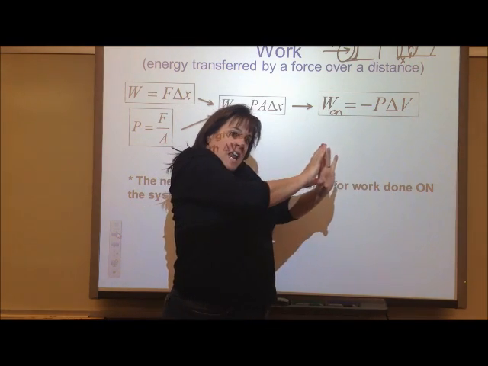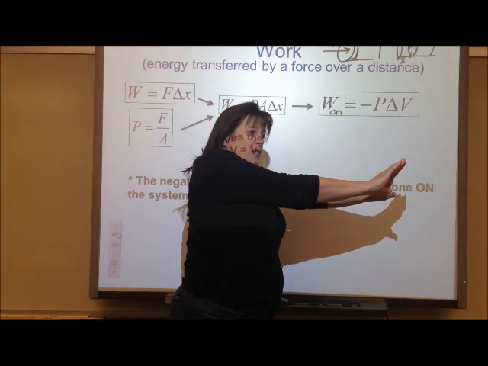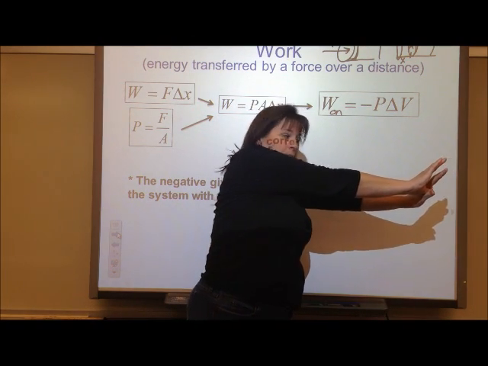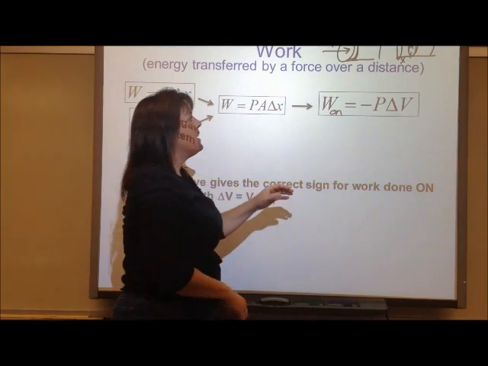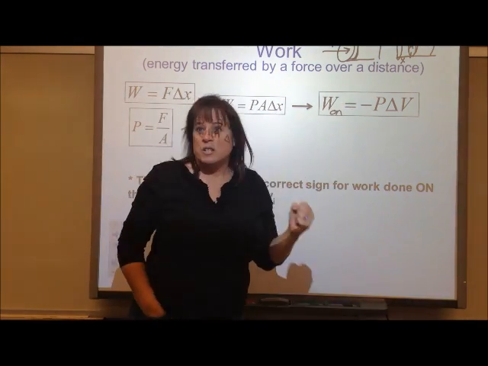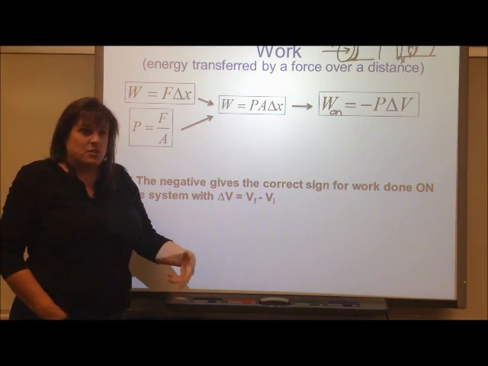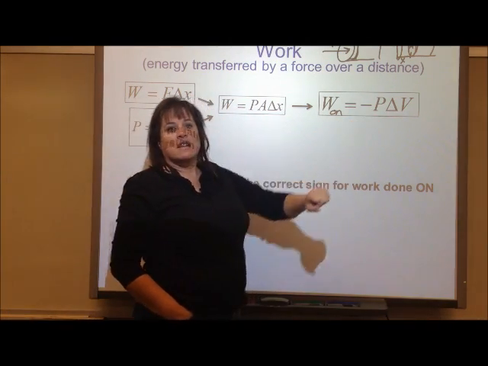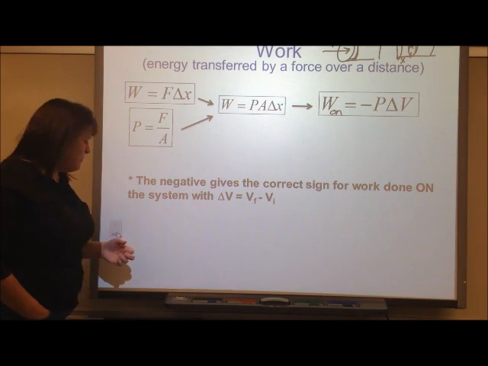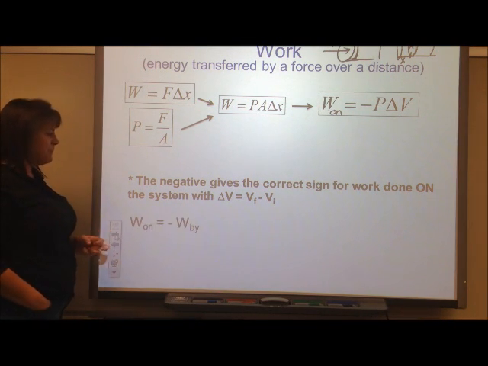When I do work on a gas, I'm doing positive work. I am forcing the piston in the direction of motion, positive work. And so if the final volume is less than the initial volume, and I need work to be positive mathematically when I start doing some math, then I need to stick a negative in there. That will give me the correct positive sign for work.